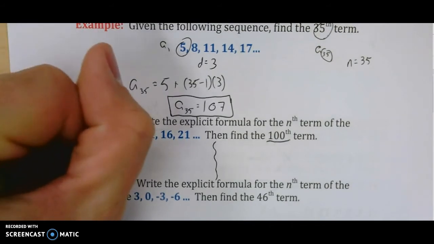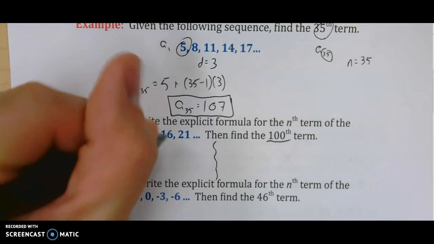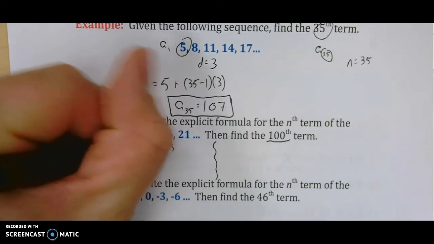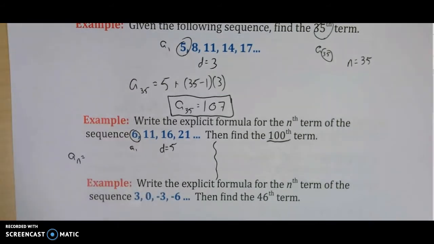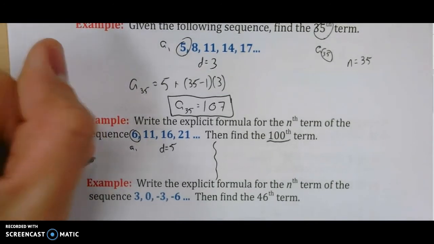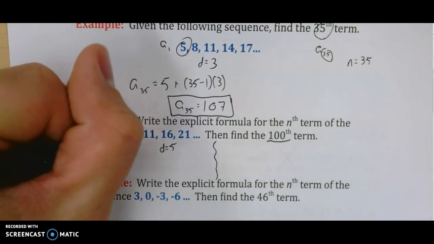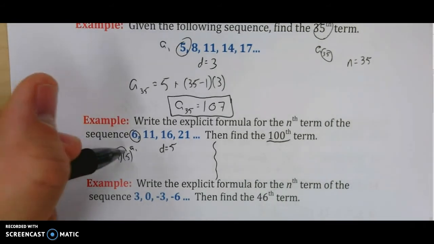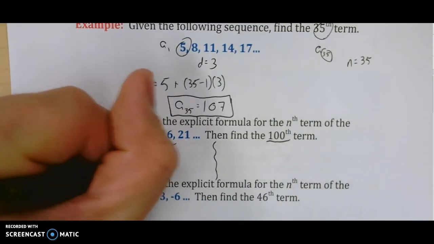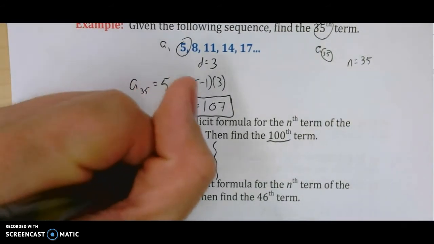Let's see, 6 is a sub 1. And if I go from 6 to 11 to 16 to 21, my difference is 5. So the explicit formula states a sub n equals my first term of 6 plus n minus 1 times my difference of 5. This 5 will distribute in, we'll combine our like terms. To get the formula, a sub n equals 5n plus 1.